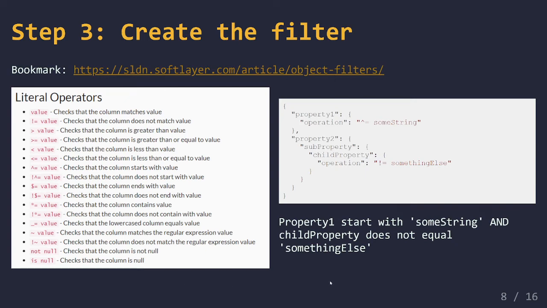And in your object filter, you can have multiple different properties as well. So for example, property 1, our operation is going to start with something. And property 2, subproperty, child property is not going to equal something else. So whenever you add multiple properties to an object filter like you're doing here, these are ANDed together. So both of these conditions have to be true for the result to be added to your API response.